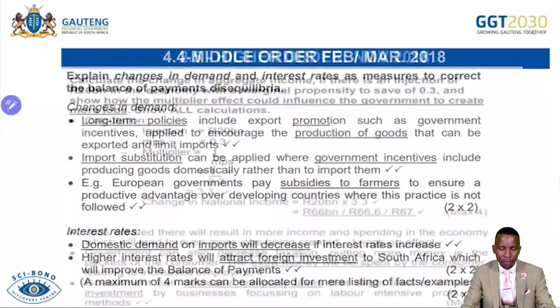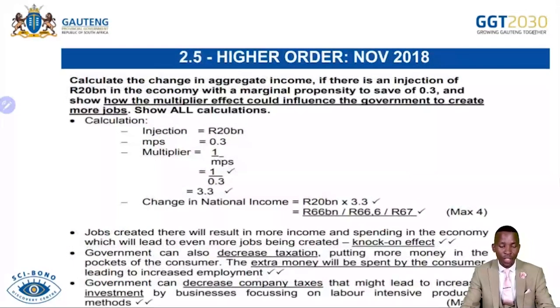And then we continue. Calculation now, that is the multiplier. Calculate the change in the aggregate national income if there's an injection of 20 billion in the economy with the marginal propensity to save being 0.3. Now you note MPC is 0.7. And then show how multiplier effect could influence the government to create more jobs.